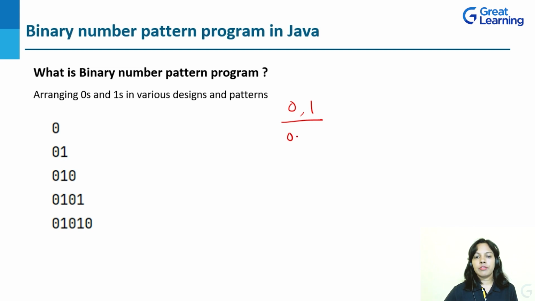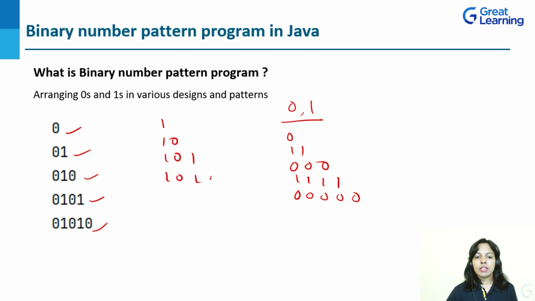For example, I can have the first row 0, second row two 1s, then three 0s, fourth row four 1s, fifth row five 0s. This is one pattern. Another pattern is first row 0, then second row 0 1, then 0 1 0, then 0 1 0 1, then 0 1 0 1 0. Another pattern can be first row 1, then 1 0, then 1 0 1, then 1 0 1 0, then 1 0 1 0 1, then 1 0 1 0 1 0. This is also one pattern. So different ways of arranging these zeros and ones, that is binary numbers, is your binary number pattern program.